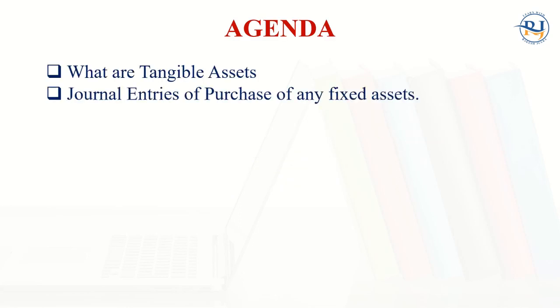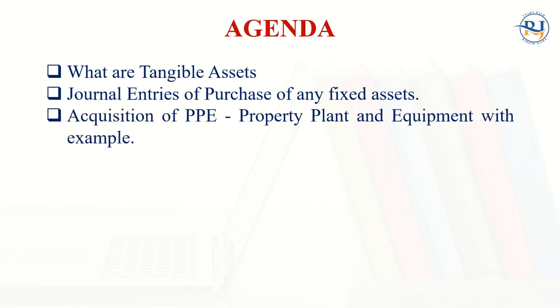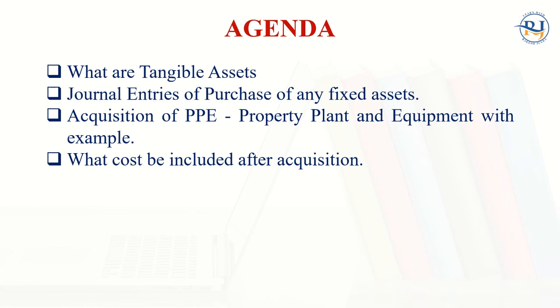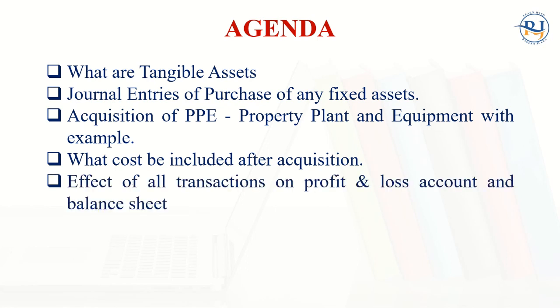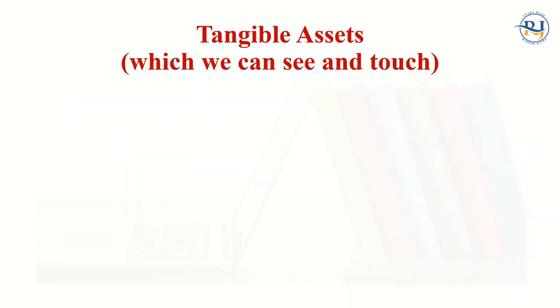Journal entries of purchase of any fixed assets, acquisition of a property, plant and equipment with example, and what cost to be included after acquisition, and what are the effects of all transactions on the profit and loss account and balance sheet. So what are the tangible assets?